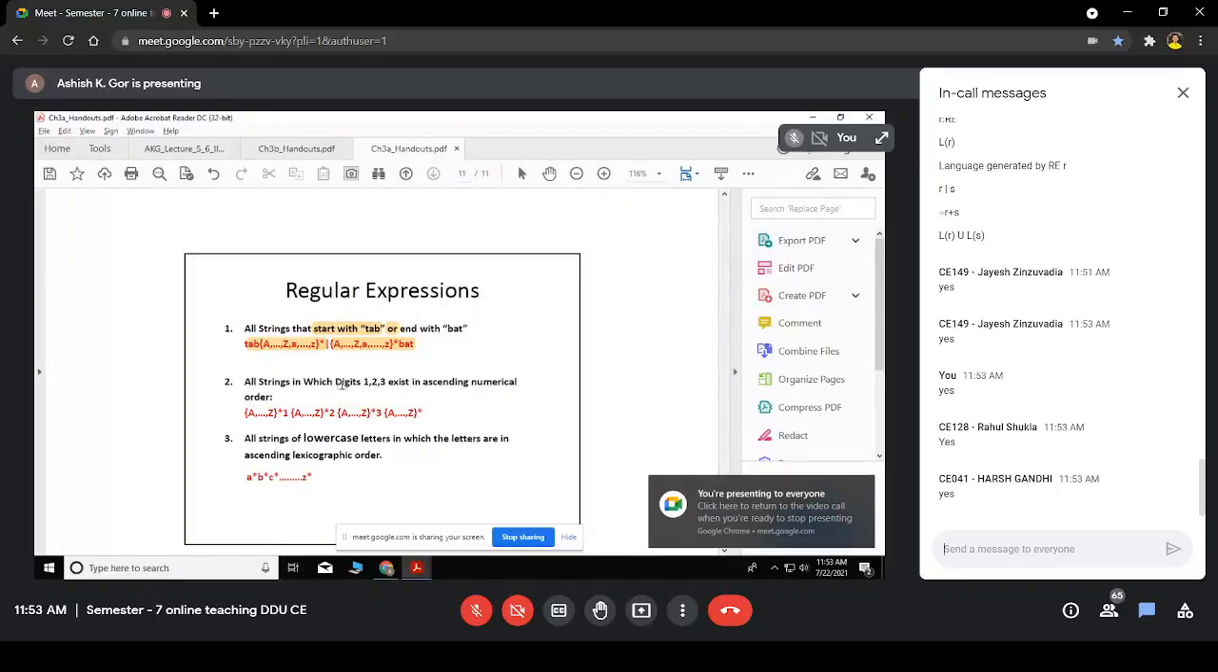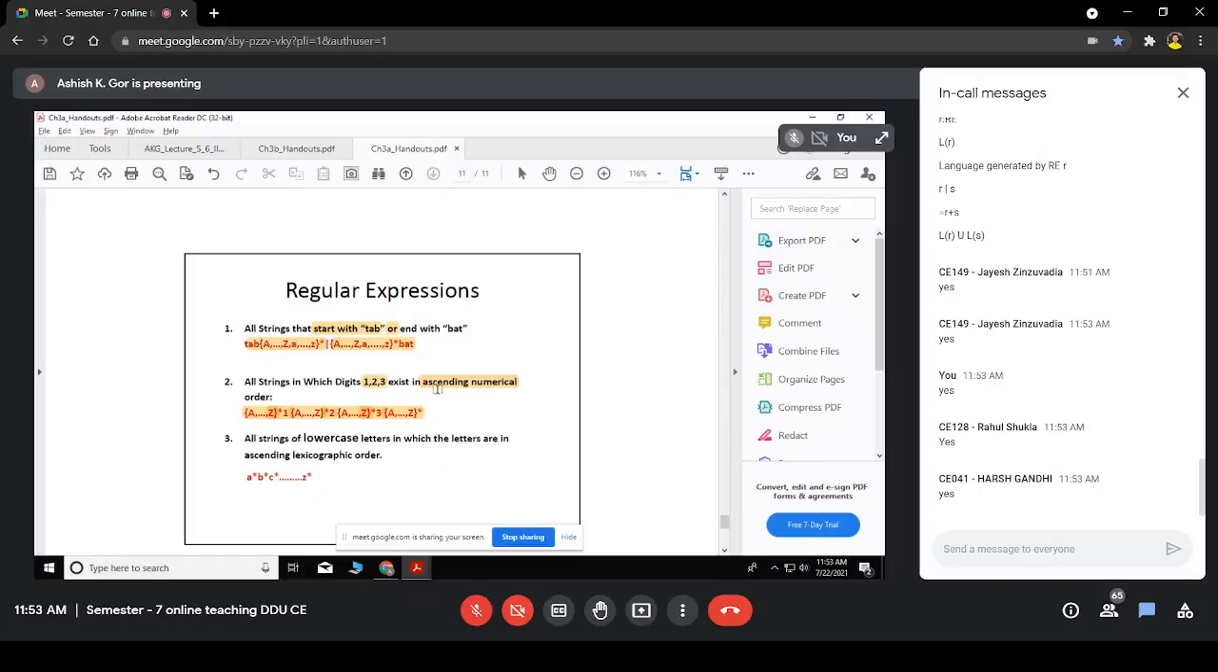So, all strings in which digits 1, 2, 3 exist in ascending numerical order. Let us say I have a string formed by capital letters and digits 1, 2, 3. Let us make one more assumption, that 1, 2, 3 is coming only once. Initially it could be any combination of alphabets, then 1, then again any combination of alphabets, then 2, any combination of alphabets, then 3, then also it can be any combination of alphabets. A to Z star means any combination of alphabets.